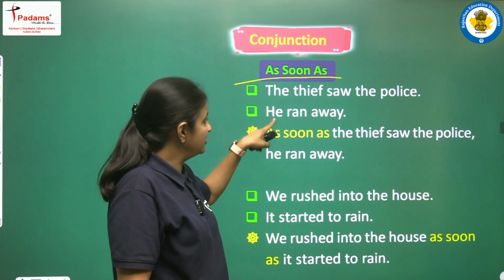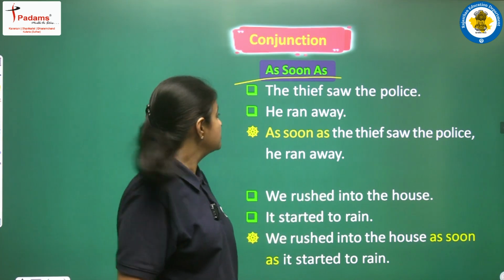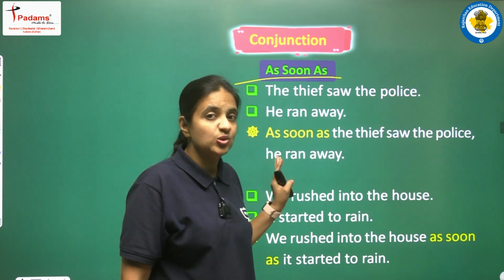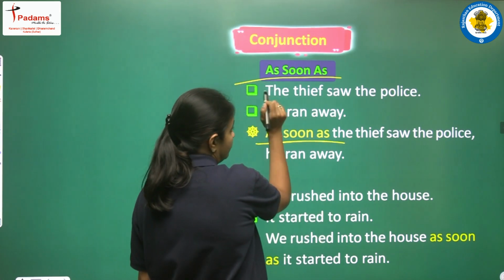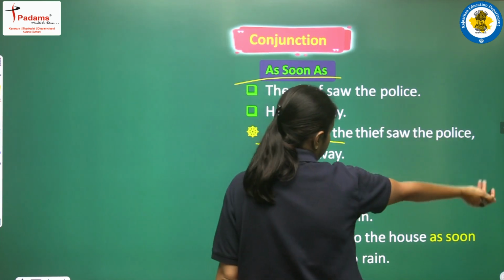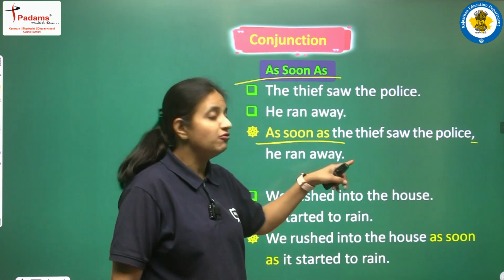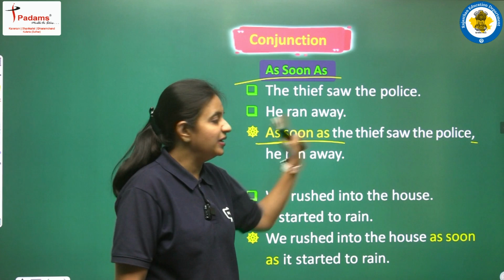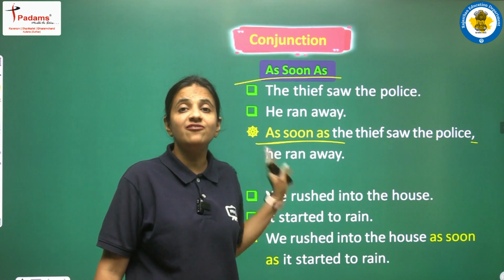So first of all, let's read the two sentences that are given to us. The thief saw the police, he ran away, right? So these are the two sentences we have to rewrite using as soon as. So let's see what we are doing here. We are writing as soon as in the beginning of the first sentence, and we are writing as soon as the thief saw the police. After that one comma is there, and then the second sentence will be there without any changes. So we are writing he ran away. So in this manner the complete sentence will be as soon as the thief saw the police, he ran away.